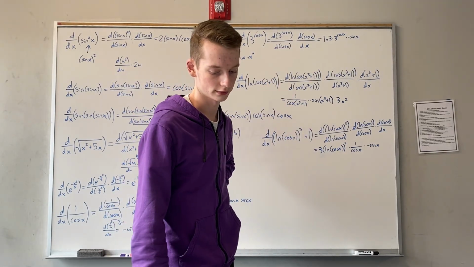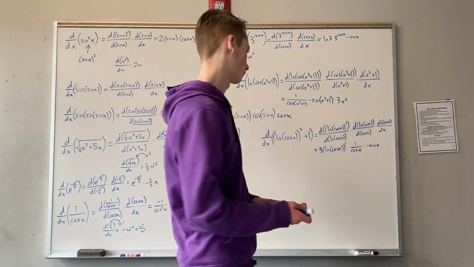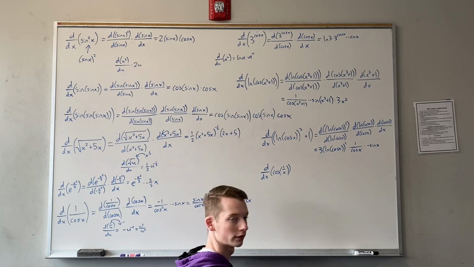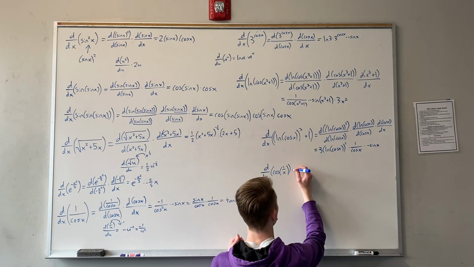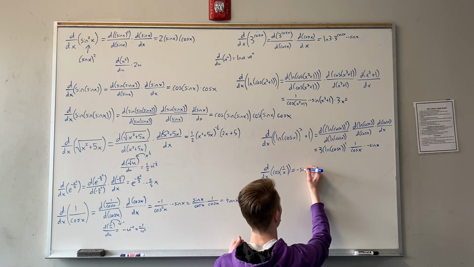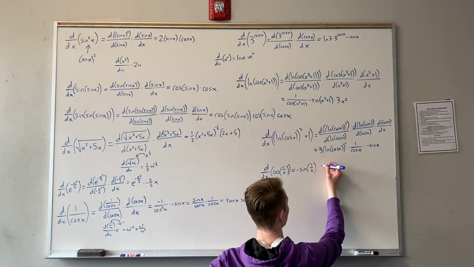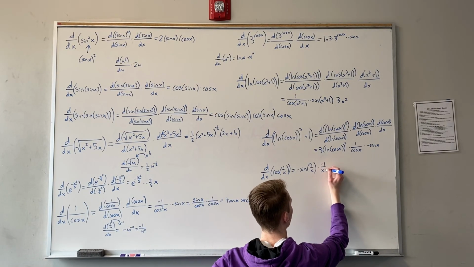And then just to show you what this would probably look like if you're not writing all of the derivatives, let's do cosine of 1 over x. So derivative of cosine of 1 over x is a derivative of cosine with respect to the inside, so that's negative sine of the inside, multiplied by the derivative of the inside with respect to x, so that's negative 1 over x squared. Let's do one more.